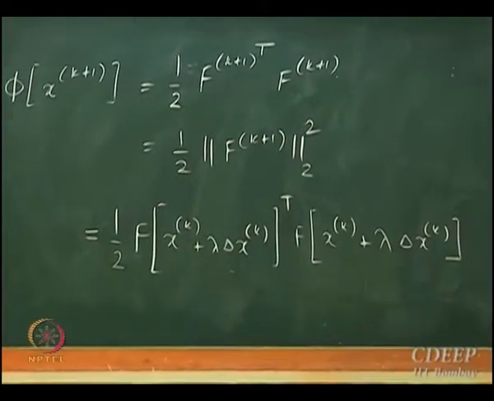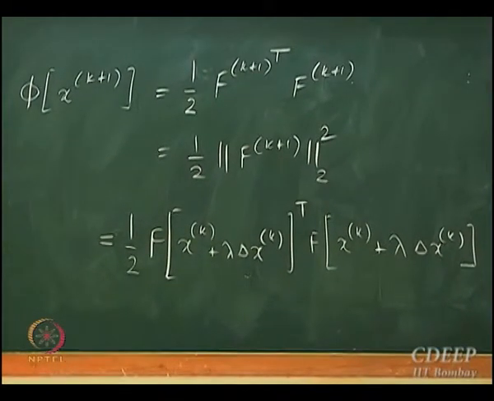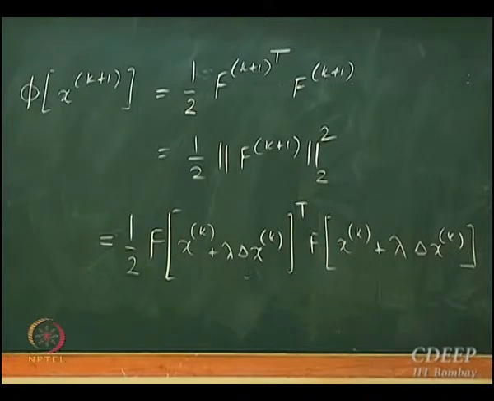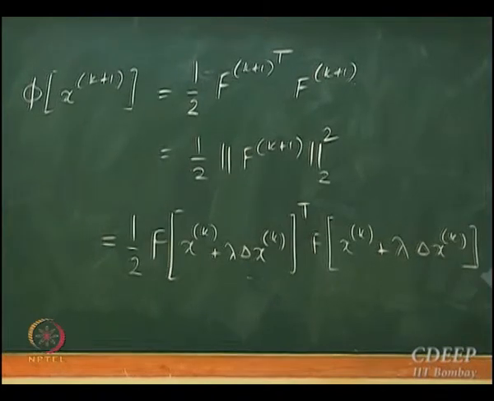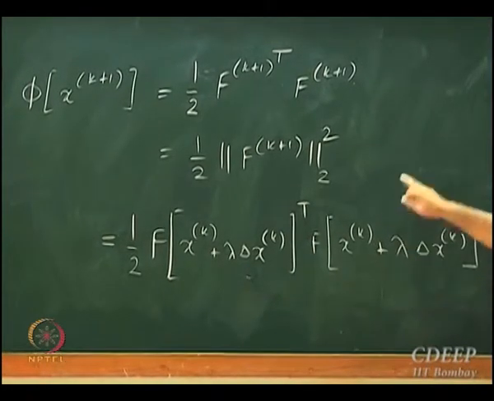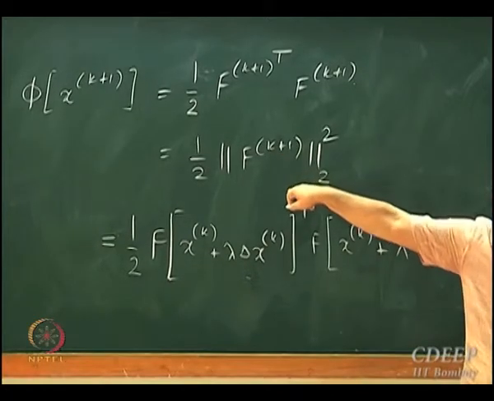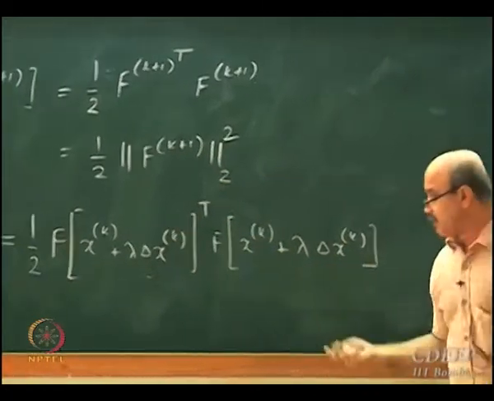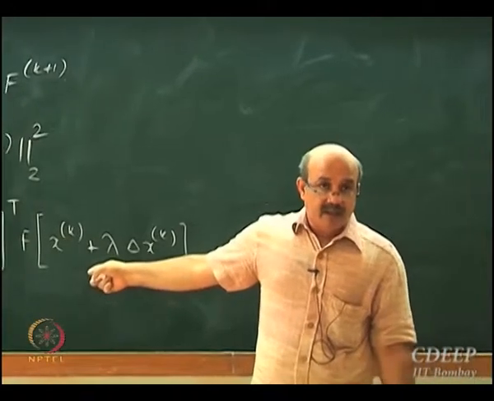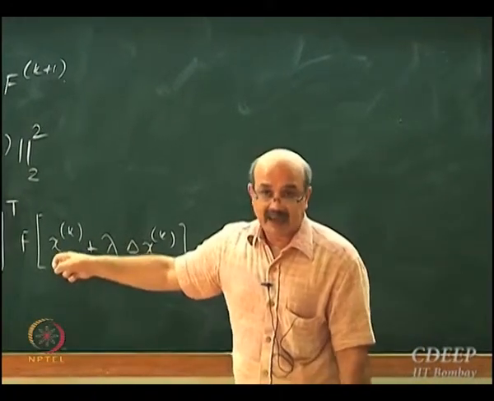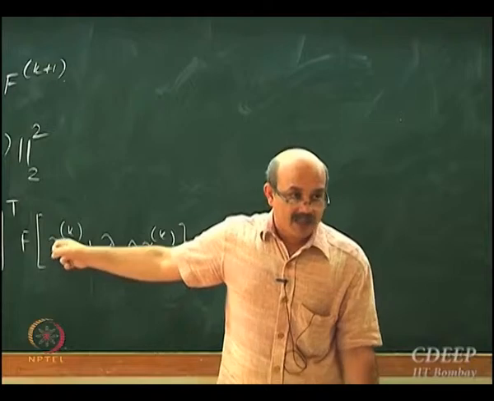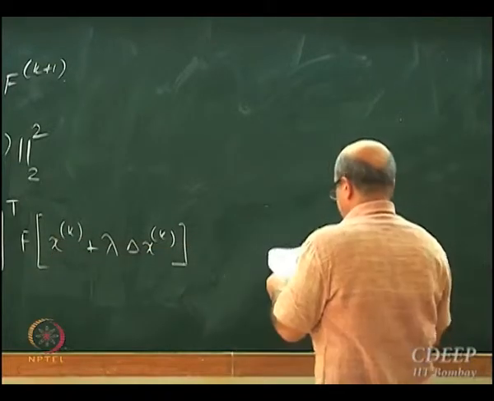Actually, the raw method which we studied in the beginning and implemented for some simple problems works only for simple cases. To make it work for large complex problems, you have to do all kinds of tricks. So this is a scalar function. Phi is a scalar function. I am now going to expand phi in the neighborhood of x k.